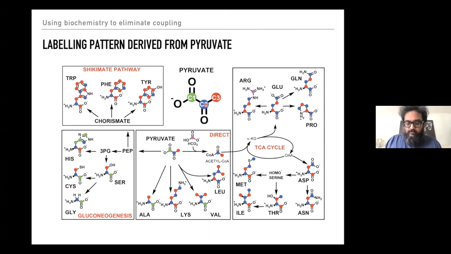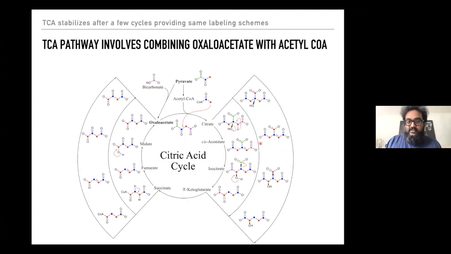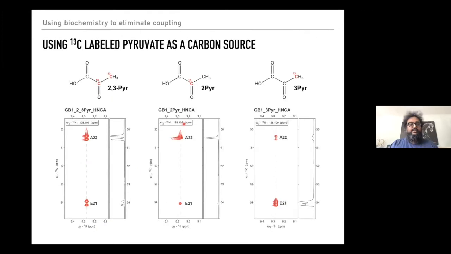But there's one more complication in the amino acids that get derived from the TCA cycle. Pyruvate enters the TCA cycle as a 3-carbon moiety and then fuses to form a 6-carbon citrate. Now, this fusion will reintroduce the coupling between the 2 carbons. So this was a complete mess, but we were naively ignorant of it. And we made 3 samples: one with 2,3 pyruvate, one with 2 pyruvate, and another with 3 pyruvate.